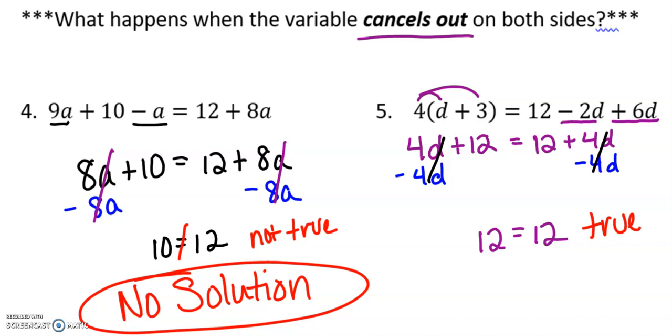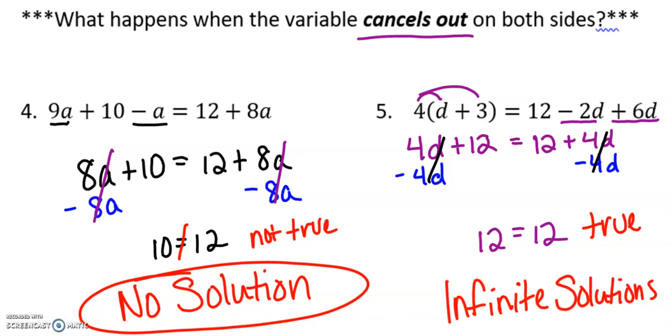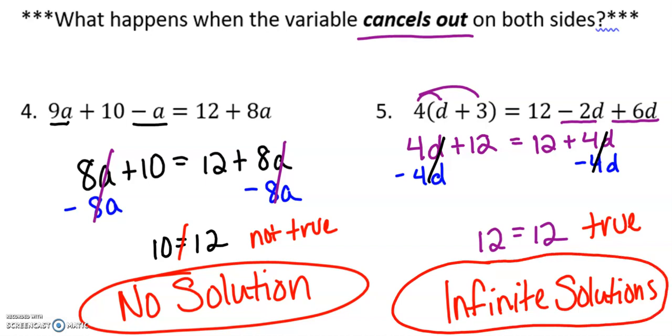I can say d equals anything I want to, but I don't want to just pick random numbers. I need to tell somebody that, you know what, there are infinite solutions, meaning any number you want to try, if I plug it into both sides and into those d's, it's always going to come out equal on both sides.